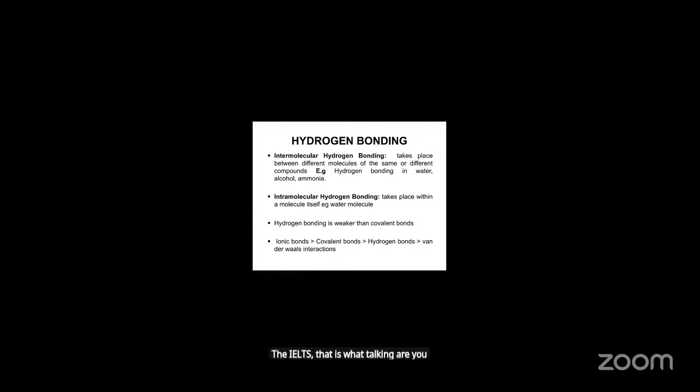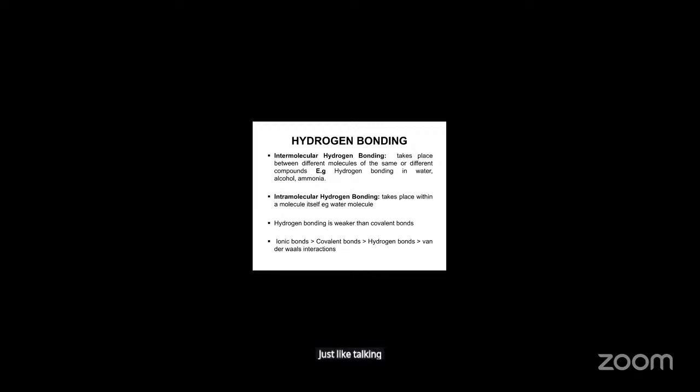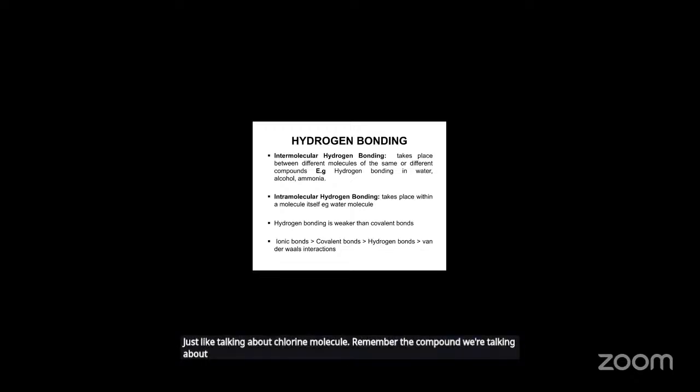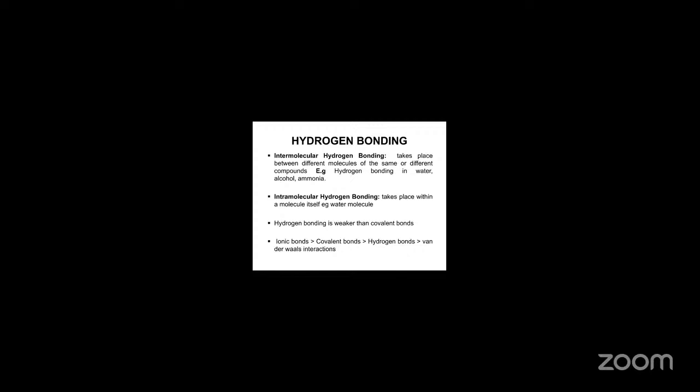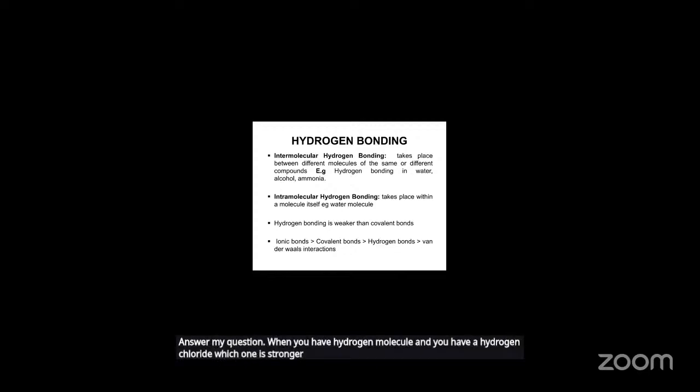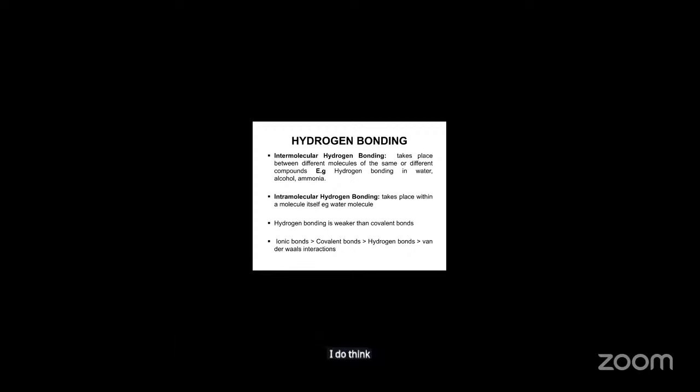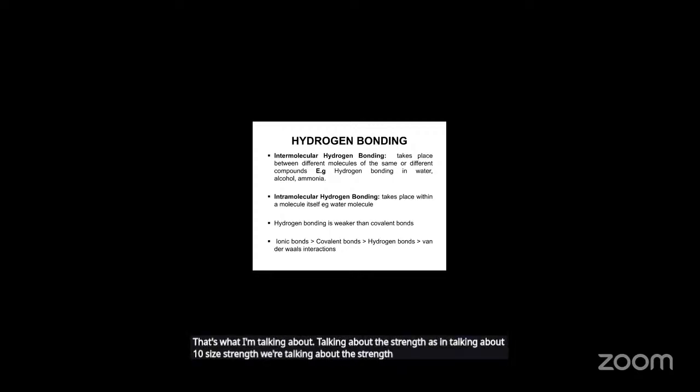If you're talking about boiling point, ionic bonds can have higher boiling points. Just like talking about the chlorine molecule. Remember the compounds we're talking about: the oxygen molecule and hydrogen chloride. Which one is stronger? Answer my question. When you have a hydrogen molecule and you have hydrogen chloride, which one is stronger? Hydrogen chloride. That's what I'm talking about. Talking about the strength, we're not talking about tensile strength. We're talking about chemical strength, so in terms of reaction, in terms of reactivity.